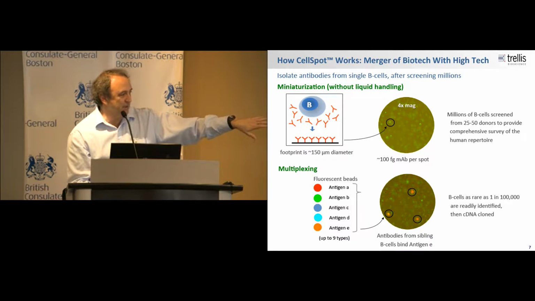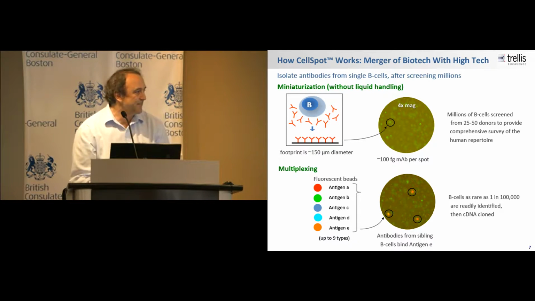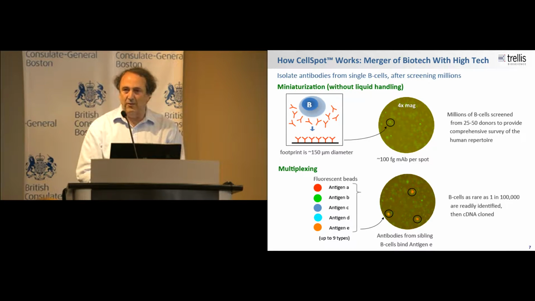For illustration purposes, it's just easier to give them different colors because your eye isn't very good at seeing small differences in ratios. So on the bottom there, now we see that within that well there are 3 cells that react with the orange-colored beads that are coated with antigen E.